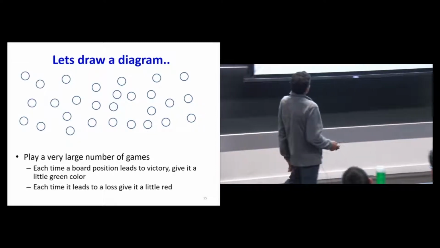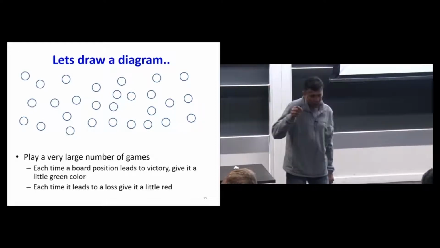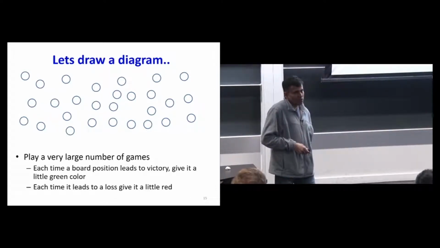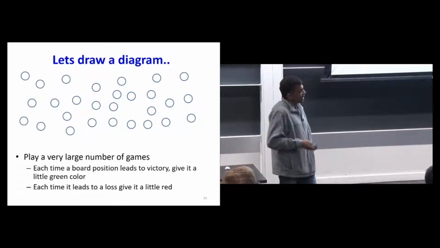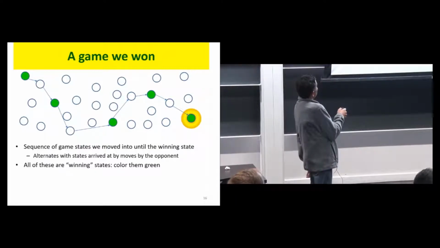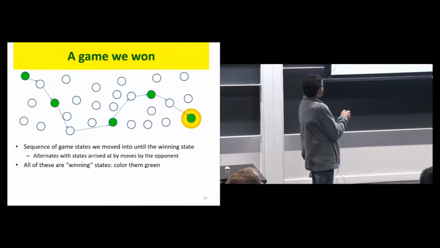Each time a board position leads to a victory, I'm going to give that board position a little bit of a green color. Each time it leads to a loss, I'm going to give it a little bit of a red color. So let's say I played this game. I was here, I made the move, it ended up here. My opponent did something, it came here.